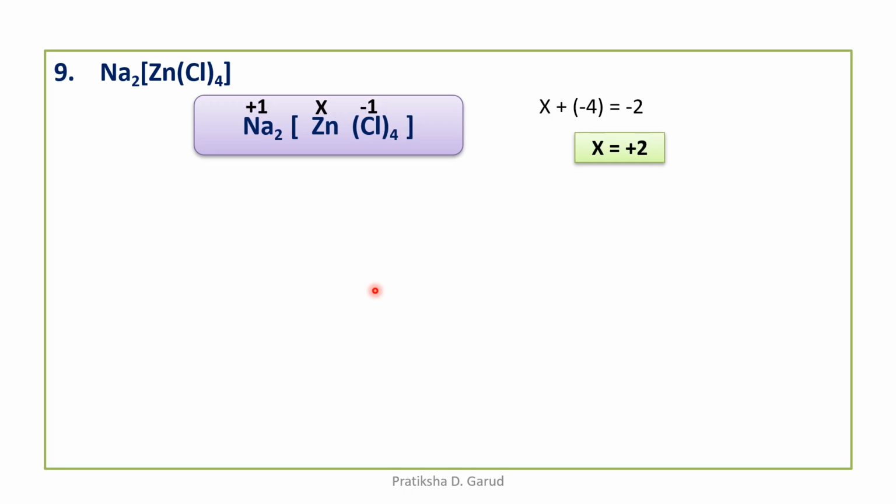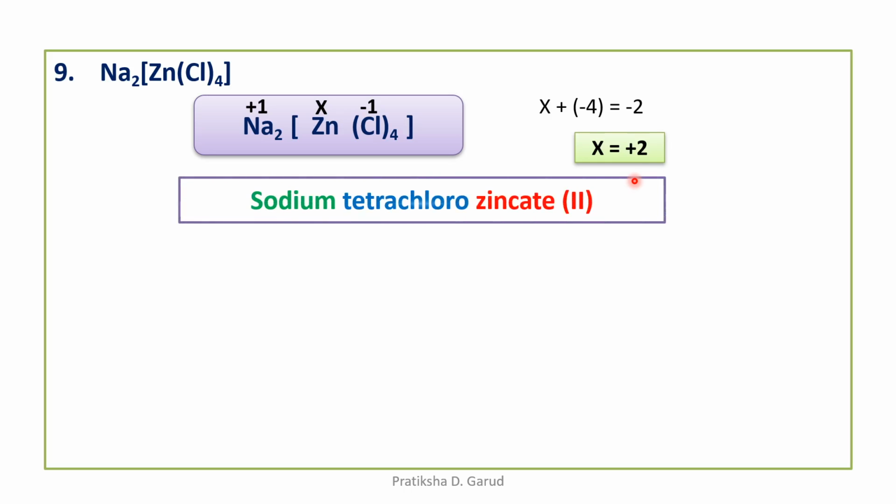So what is the name? We are having the cation, that is the sodium, then anion, that is the tetrachloro, in between these two we are having a space, then metal, that is zinc with the ending -ate, that is zincate, and in bracket oxidation number +2. So the name is sodium tetrachloro zincate +2, right? Next example, Cr(en)3Cl3.